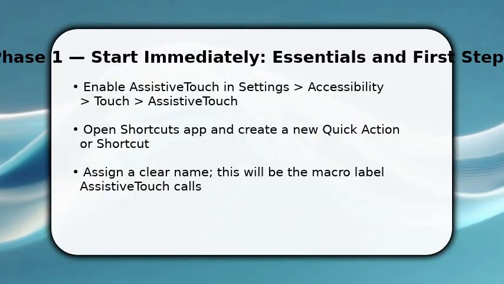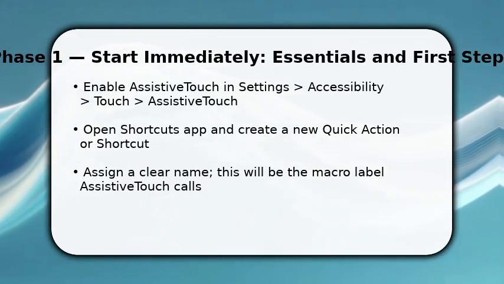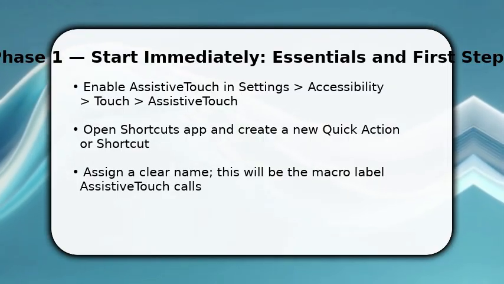You start by enabling Assistive Touch and building the shortcut that will act as your macro. Open Settings, go to Accessibility, Touch, then toggle Assistive Touch on.